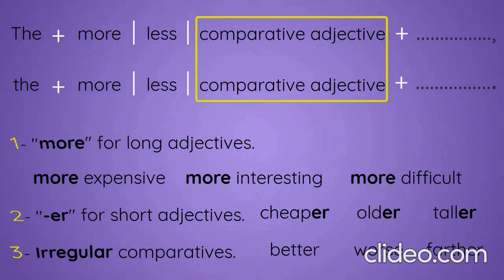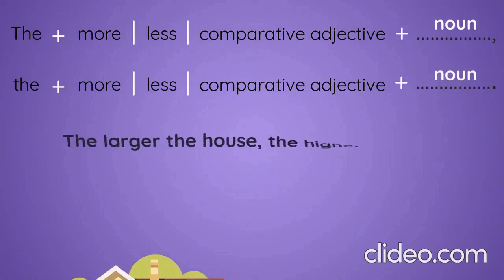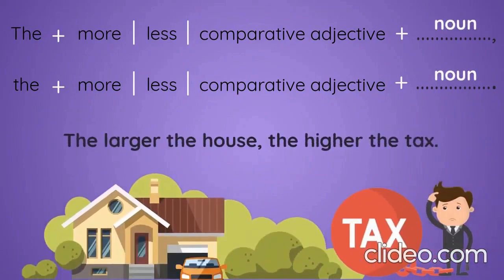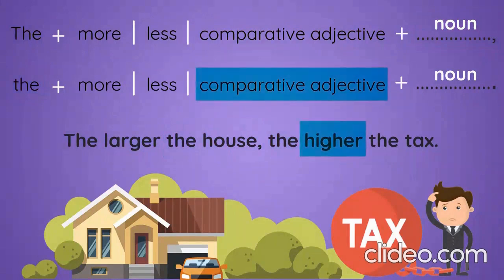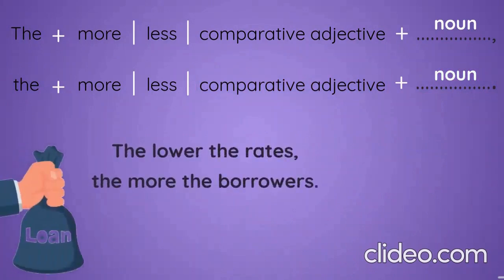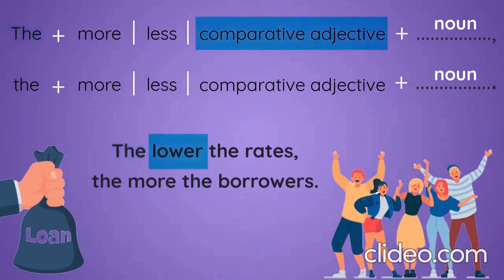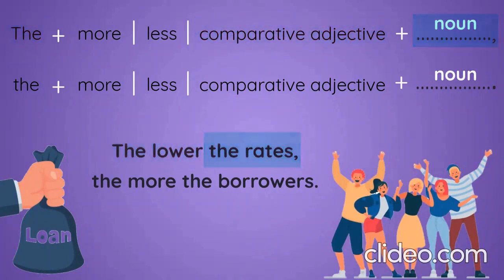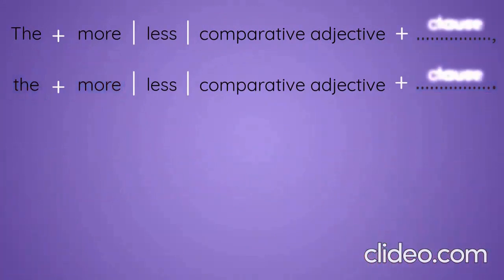For the rest of the sentence, we can use a noun or a noun phrase. The larger the house, the higher the tax. The comparative noun, the comparative noun. The lower the rates, the more the borrowers. The comparative noun, the more noun. Or even we can use a clause.